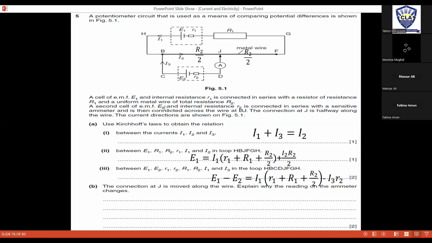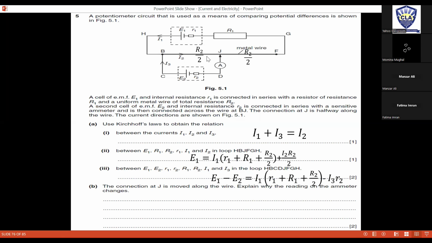Okay. Next is the midpoint. Whatever is the voltage across BJ, if it is equal to E2, the current will be zero. This is a potential divider circuit, and we are using it as a potentiometer. The voltage BJ, suppose it is 2 volts and E2 is also 2 volts. Then this is positive, this is positive, so net EMF will be zero and there will be no current. So if BJ voltage is equal to E2, the current will be zero.